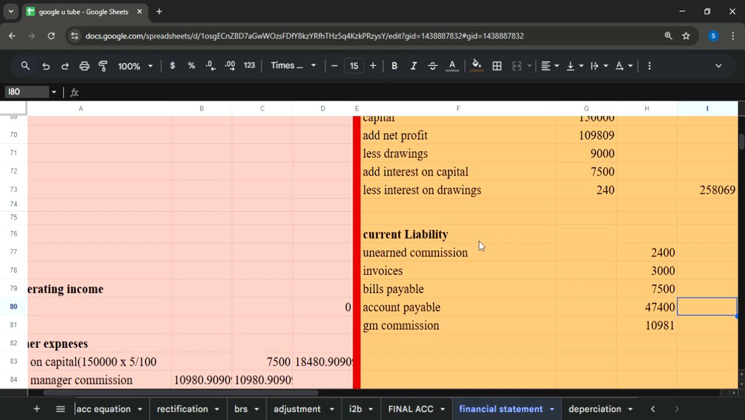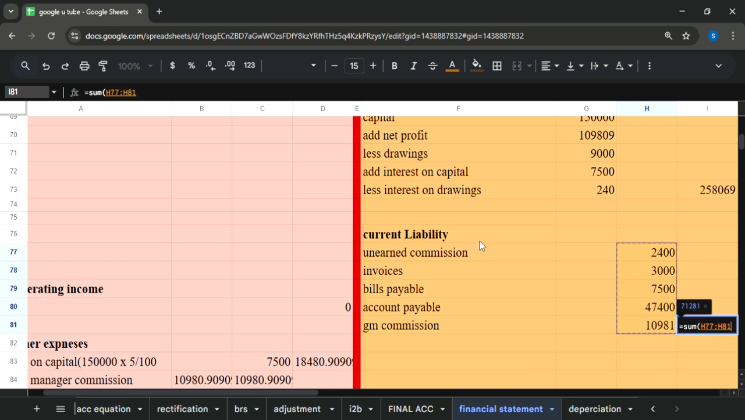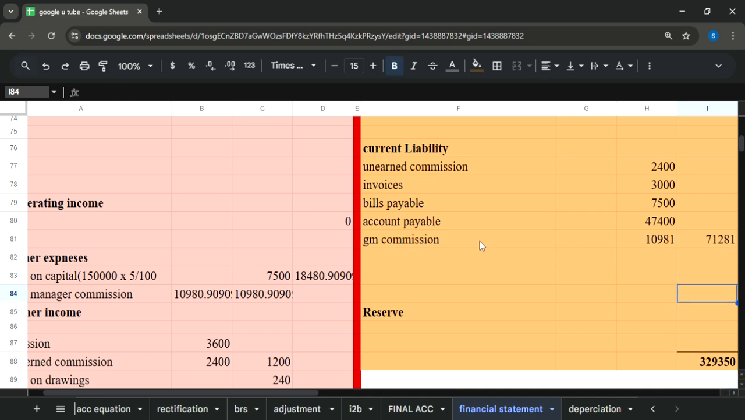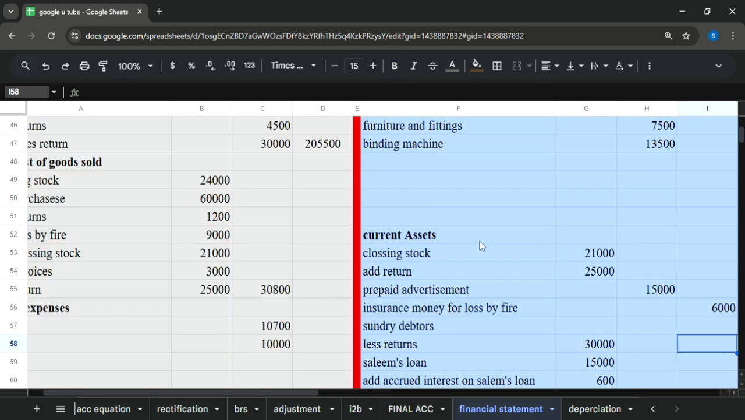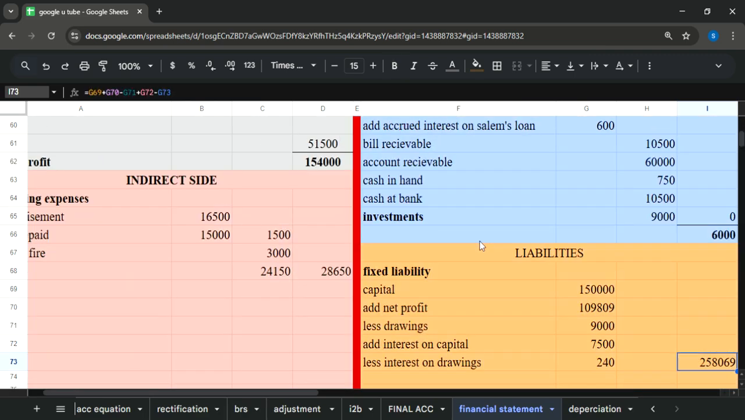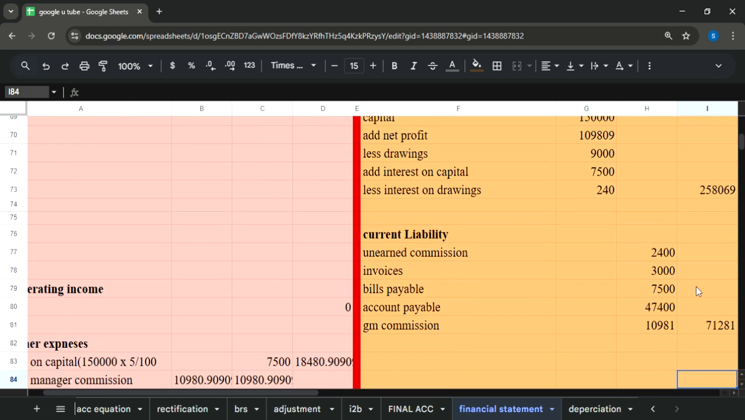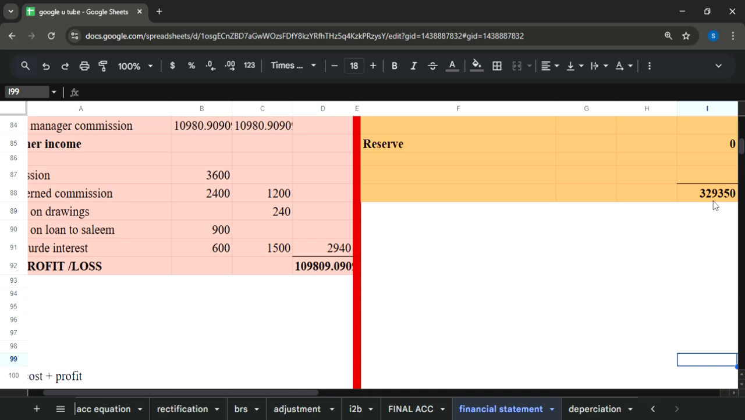After that, current liability sum, we can directly take sum of all current liabilities. Let's see if reserve is present. No, it means 0. And it means our liability side is completed. This was your fixed liability total, and this was your current liability total. And finally, we have got total of liability side 329,350.